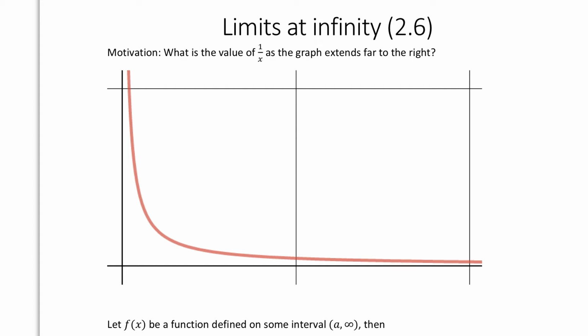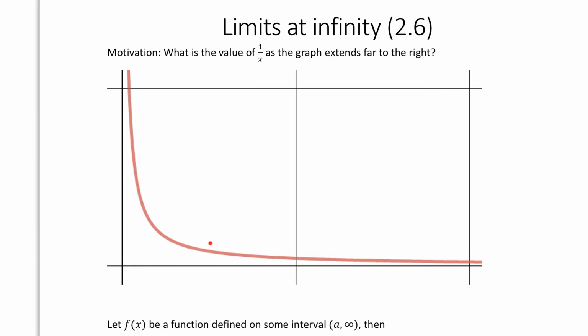Hello. In this video, we're going to look at limits at infinity, section 2.6 in your textbook. And the motivation for this section would be the following question. What is the value of 1 over x as the graph extends far to the right? So here we have the graph, just the portion when x is positive. Of course, there'd be another swoosh down here, but we're just looking here.